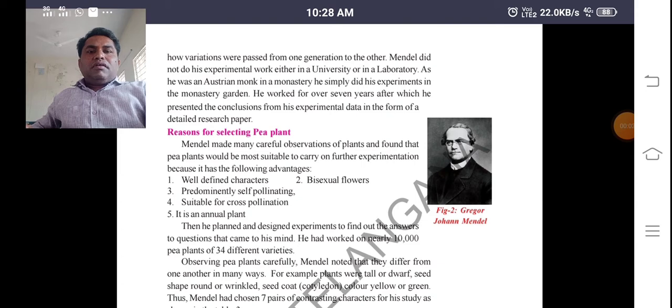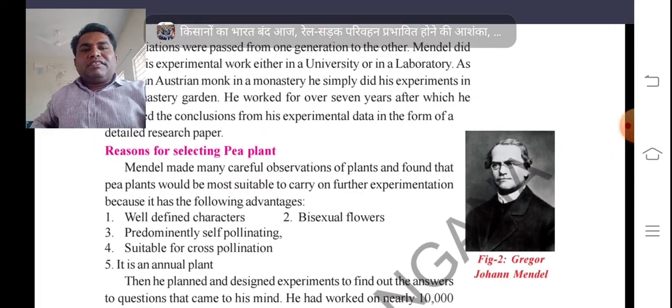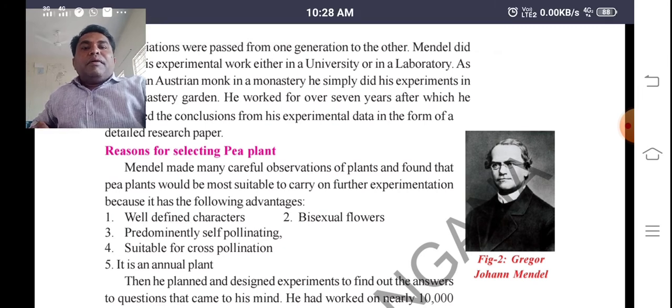So Gregor Johann Mendel conducted experiments in his own garden on the pea plant, and he presented the conclusions from his experimental data in the form of a detailed research paper. He submitted a research paper on the pea plant. Now, why did he select the pea plant? These are the most important characteristics, the reasons for selecting the pea plant. Why did Mendel select the pea plant for conducting experiments?